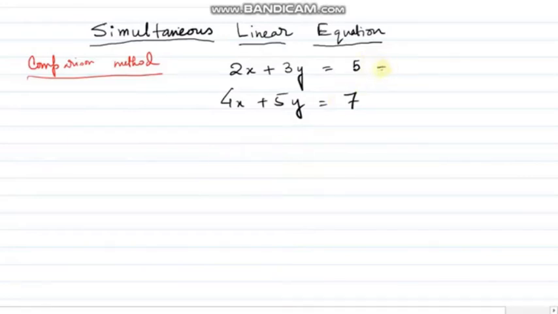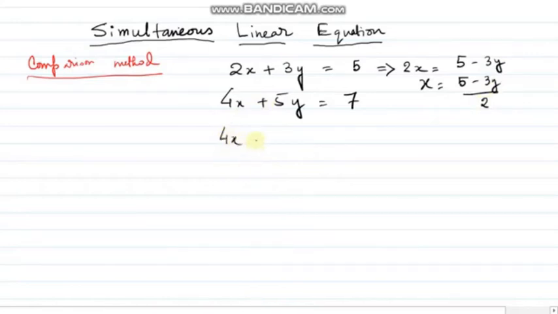Suppose from the first equation, can we write 2x equals 5 minus 3y? Hence my x will be equal to (5 minus 3y) divided by 2. Right? From the second equation, can we write that 4x equals 7 minus 5y? Hence my x will be equal to (7 minus 5y) divided by 4. So this is the value of x from both the equations.